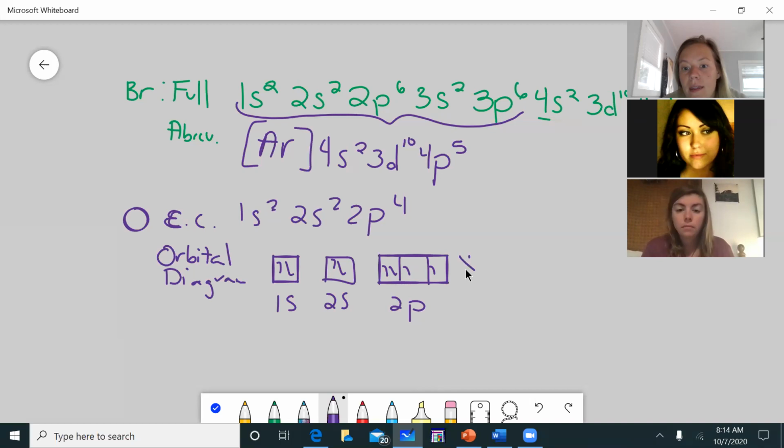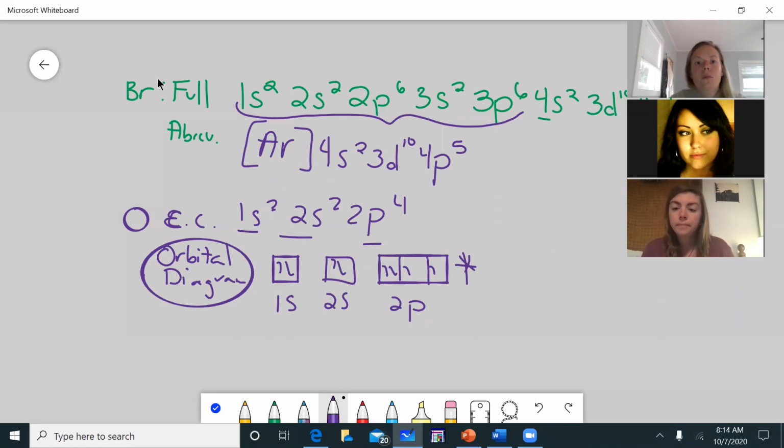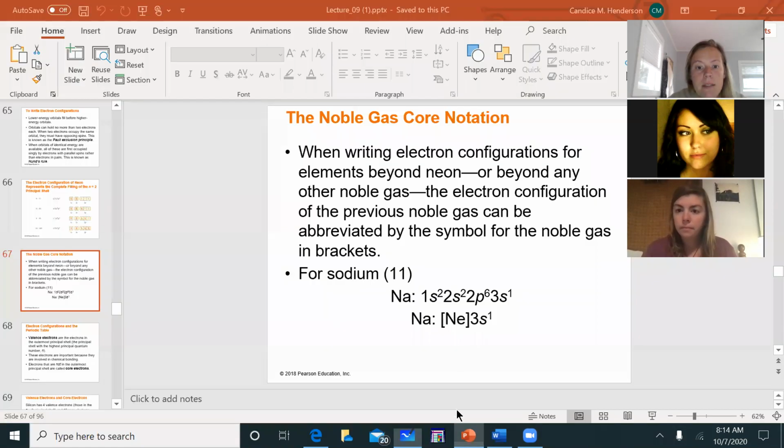Any questions on this? No, okay. So the orbital diagram is just kind of a pain to do on top of the regular electron configuration. The only additional step with orbital diagrams is making sure you're filling in singularly. So we'll head back to the slides over here.